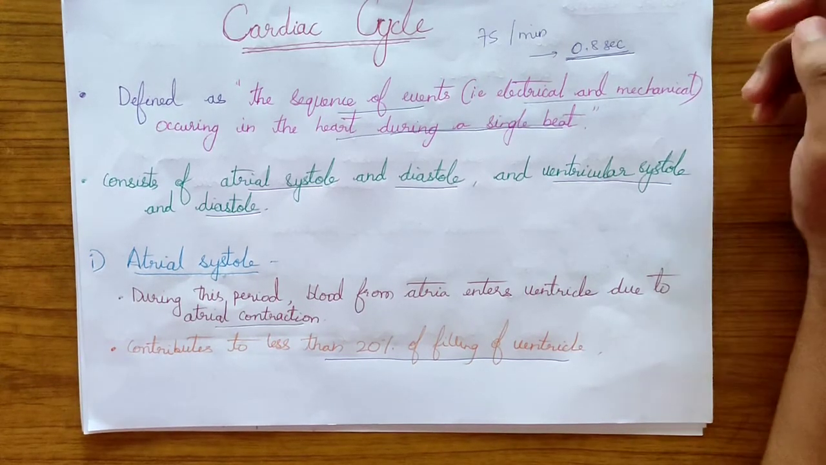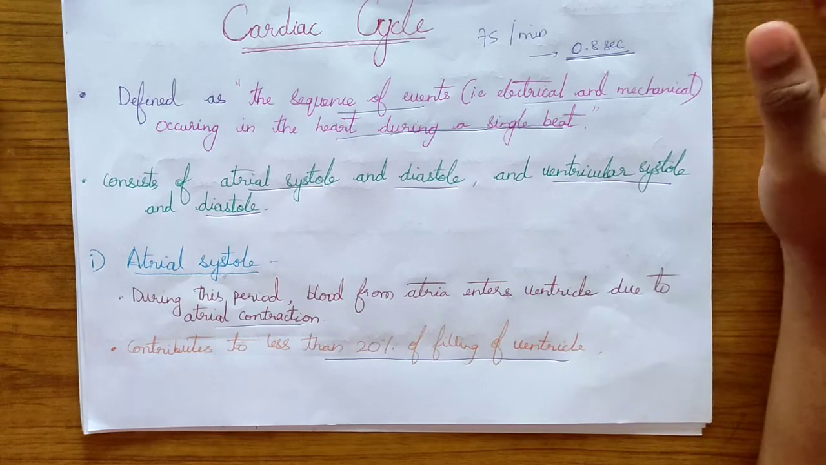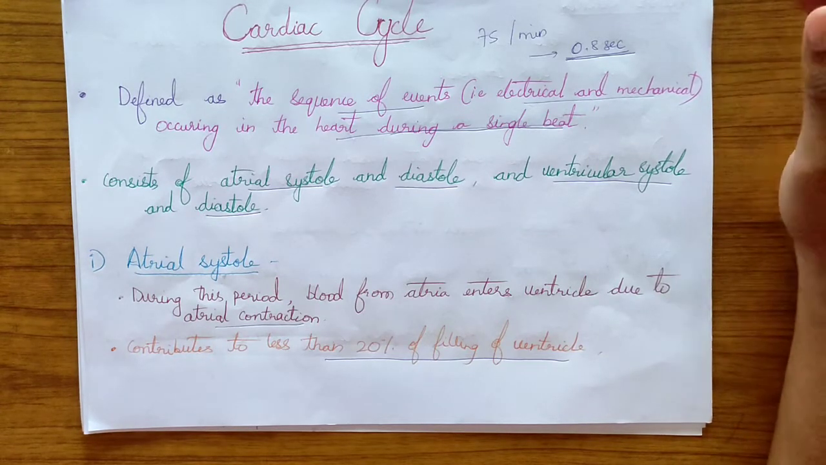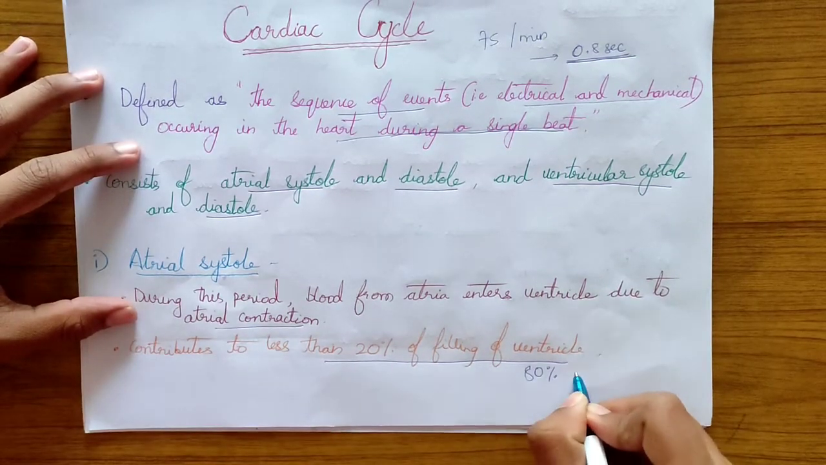So what is the reason? Most of the filling of the ventricle happens in the atrial diastole, or when the atria are relaxing. It occurs passively. So therefore 80% occurs passively.